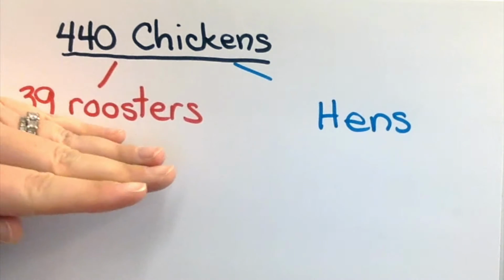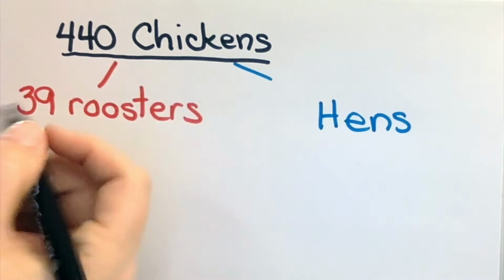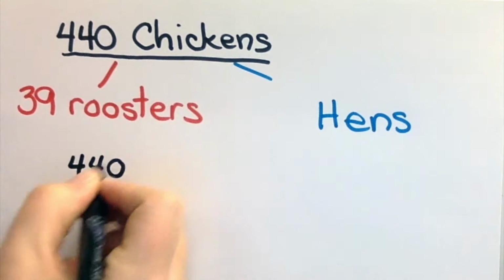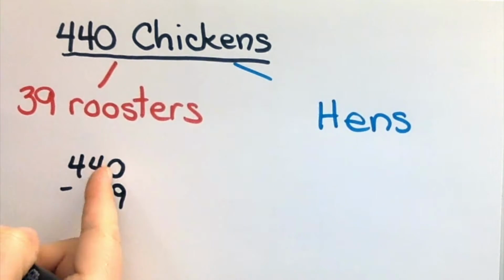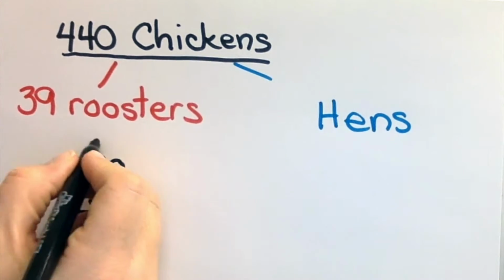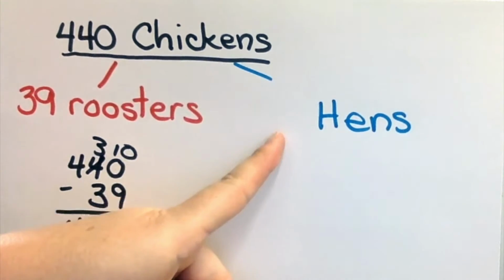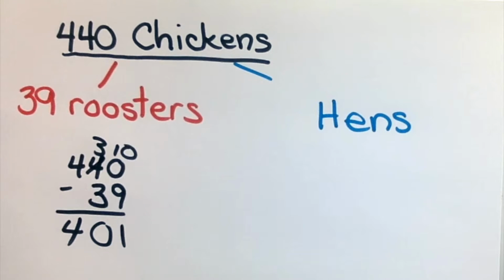I know that the roosters and the hens should equal 440. So I'm going to take 440 minus 39. 440 chickens minus 39 roosters should give me how many hens we have. Do a little subtraction here. And we already can fill in our organized list that we have 401 hens. Now, is that what the problem's asking? Not quite sure yet, but at least we have our organized information.